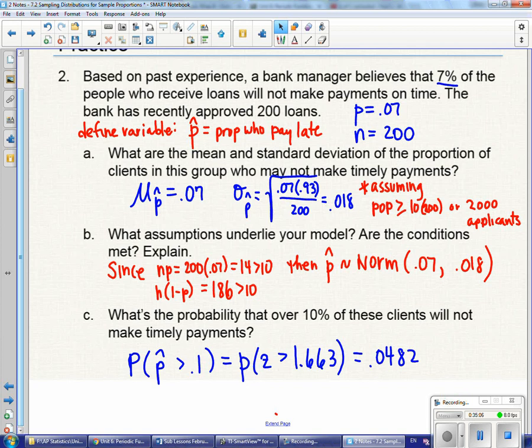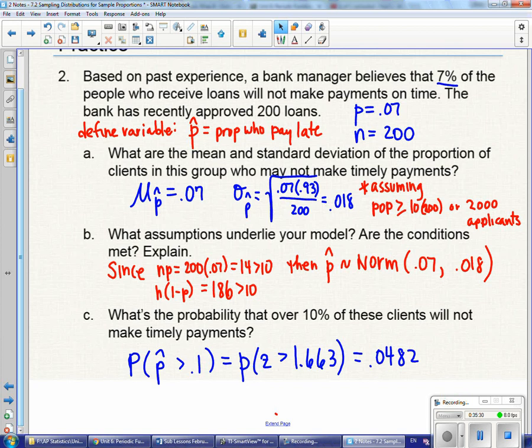And so the mean for my sampling distribution is just going to be the true proportion of the population, which is 7%. And to calculate my standard deviation, I just use the formula, and that's 1.8%. But remember, in order to use that formula, I have to check to make sure that the population is at least 10 times my sample size. And I don't know the number of applications, so it's an assumption that I'm making.